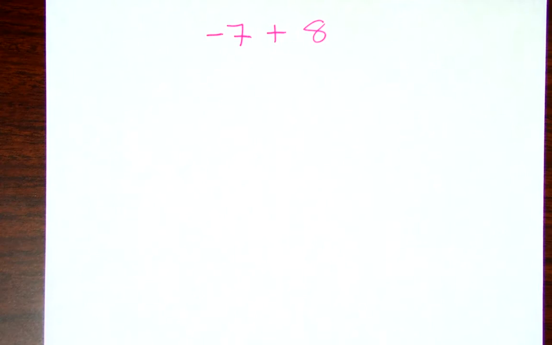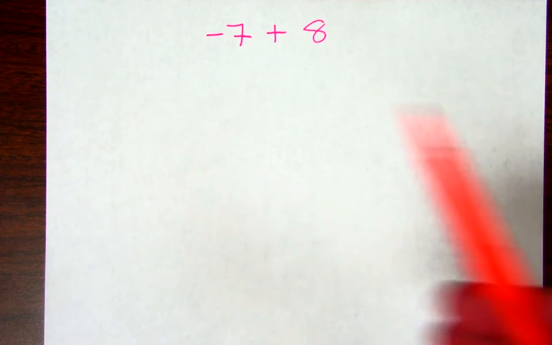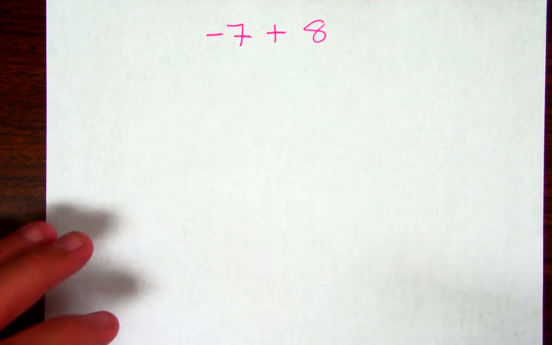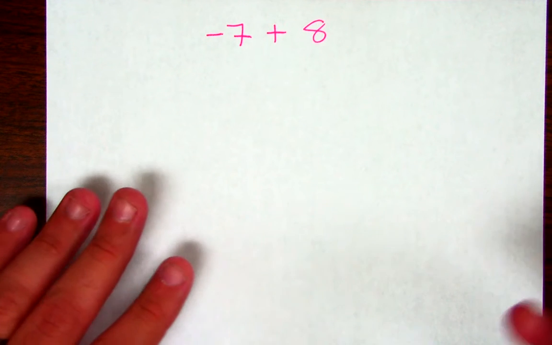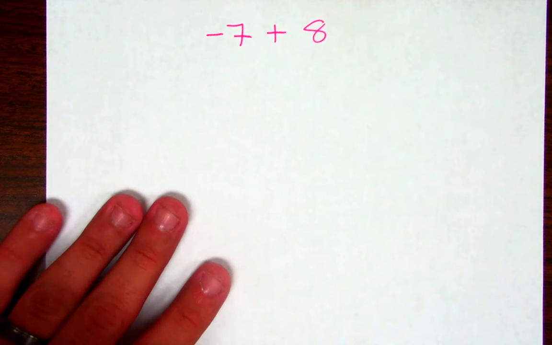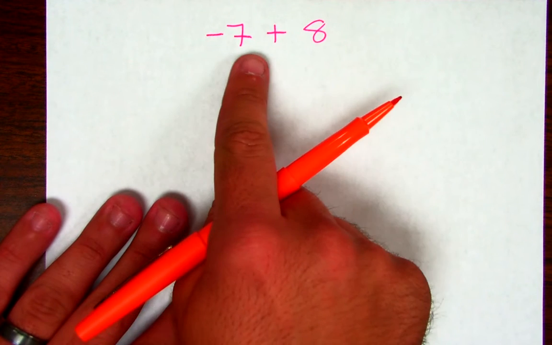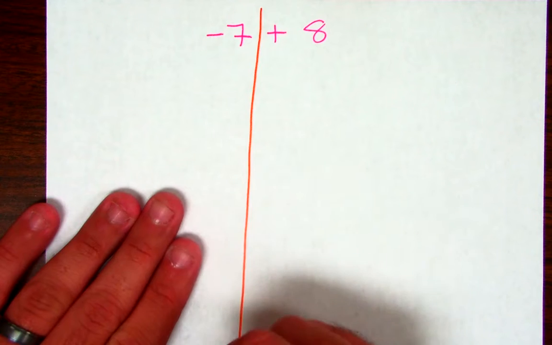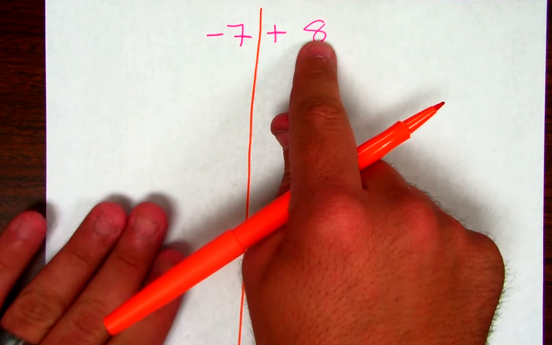Here's our first example. It says negative 7 plus 8, or negative 7 increased by 8. So the first step on my rules is to separate out each term. Each term has a symbol and a number attached to it. So now I have two terms here.